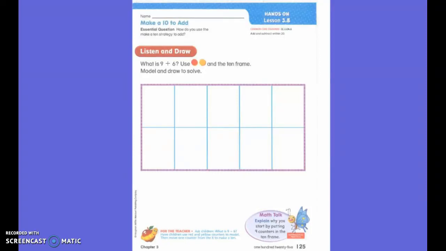Remember a couple of days ago we learned this strategy to use the 10 frame to add more. So if I fill in all of my dots on the 10 frame, how many do I have? First grade? 10. I have 10.